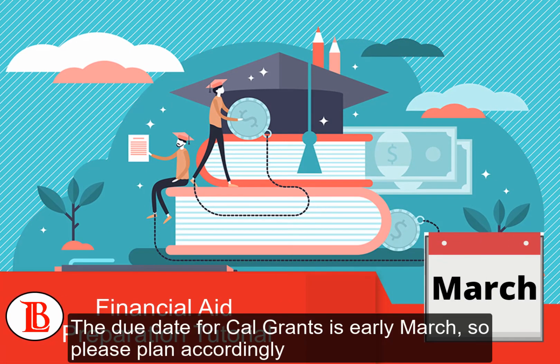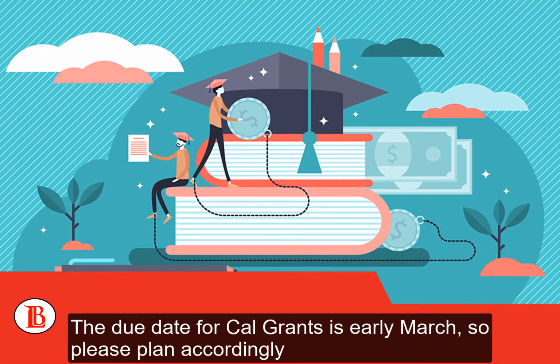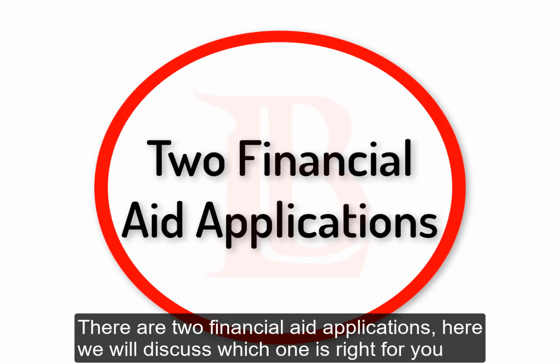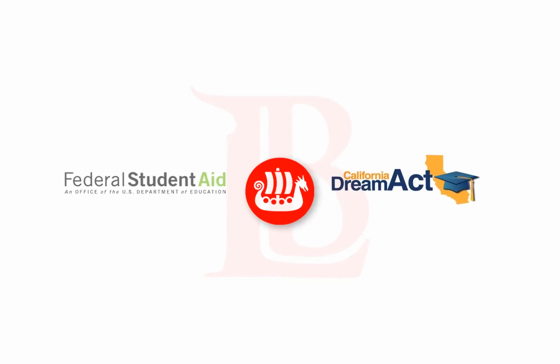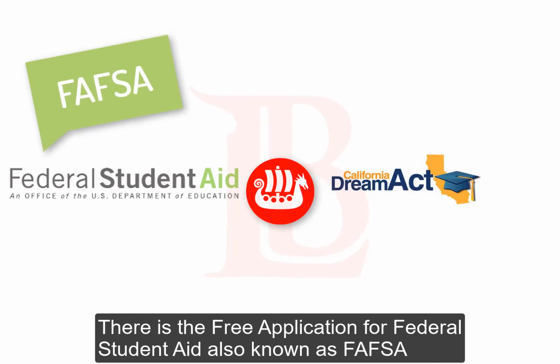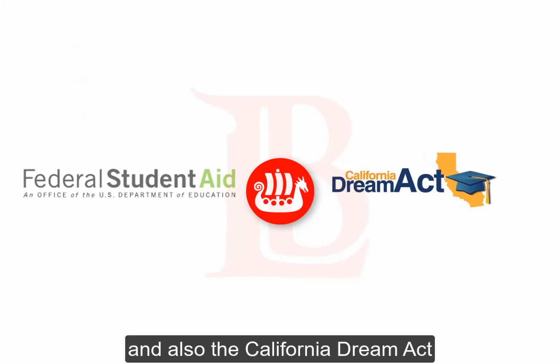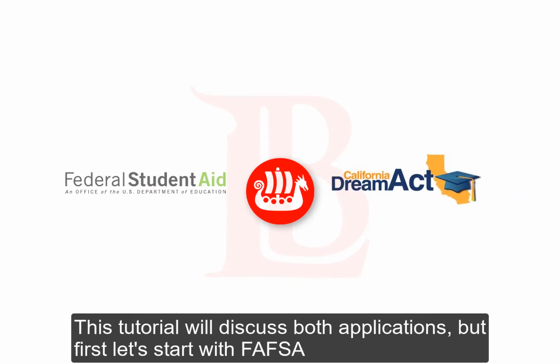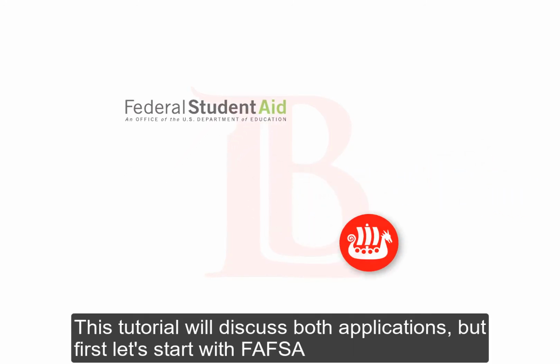The due date for Cal Grants is early March, so please plan accordingly. There are two financial aid applications. Here we will discuss which one is right for you. There is the Free Application for Federal Student Aid, also known as FAFSA, and also the California DREAM Act. This tutorial will discuss both applications, but first let's start with FAFSA.